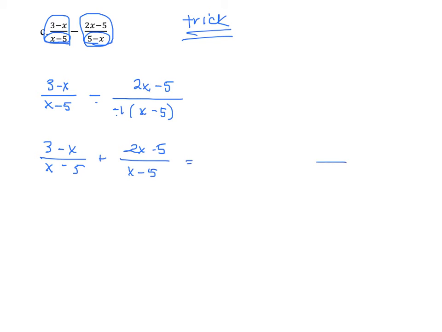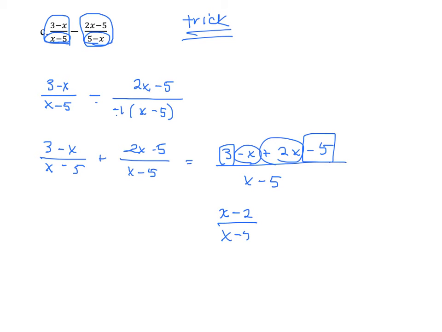And now we've got a common denominator of x minus 5. And now I'm going to add my numerators up. Combine like terms, you guys. So you get x minus 2 over x minus 5. Remember, these are package deals, you guys. You can't cancel anything. When in doubt, what's the motto? Don't cancel out.